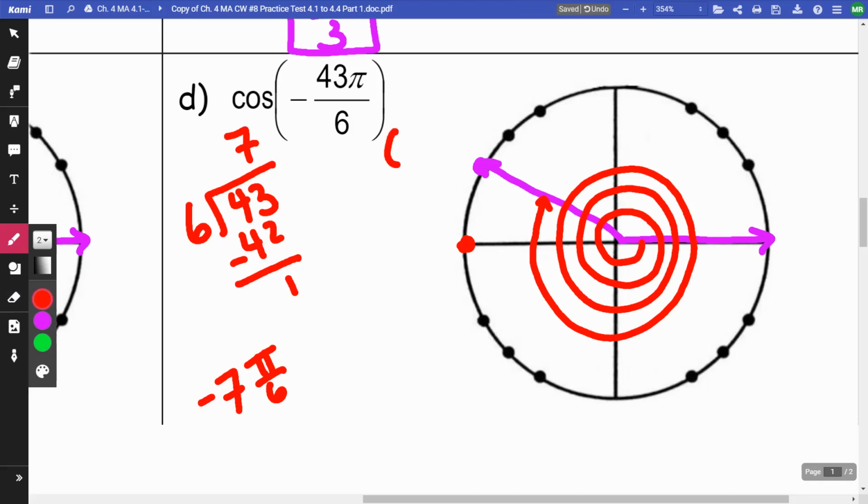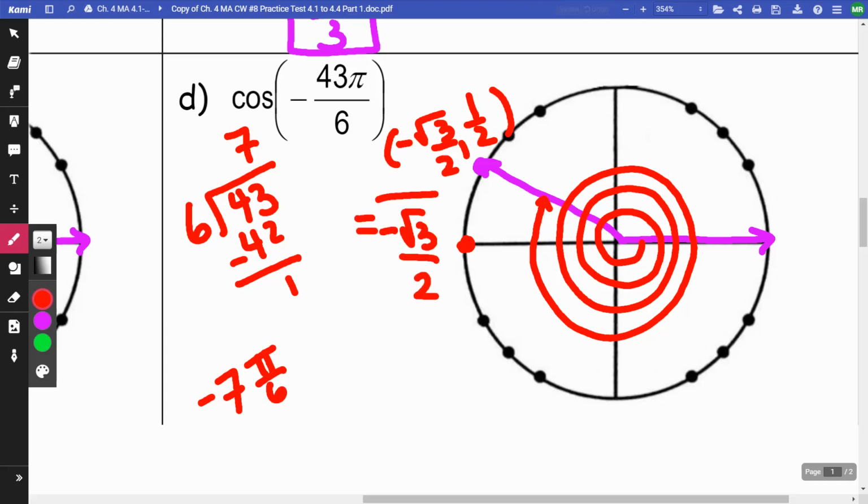Now the point here is going to be a negative root 3 halves, comma, positive 1/2. And I want the cosine. And so the cosine is going to be my x, which is a negative root 3 halves.